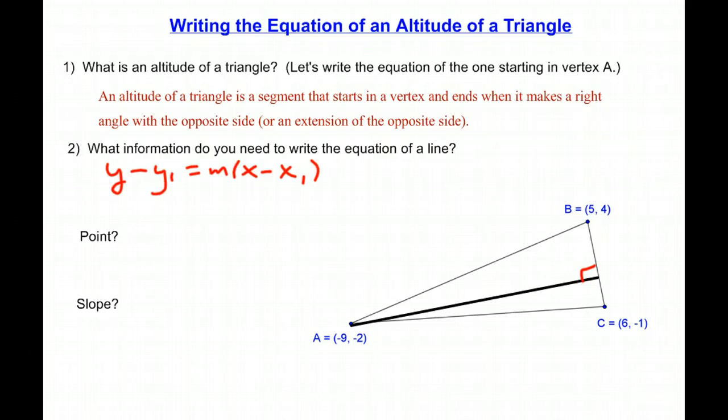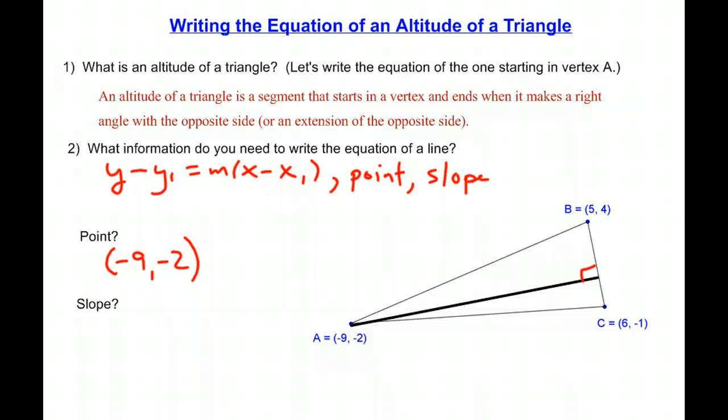Now, as far as what information we need to write the equation of any line, we need a formula. In this case, we're going to use the point-slope formula. And we need a point on that line, and we need the slope of that line. As far as a point on our altitude here, the only point we have available is -9, -2, since we do not know the coordinates where that altitude hits side BC. As far as the slope goes, I'm not going to be able to use our conventional slope formula because I don't have that second point on my altitude.